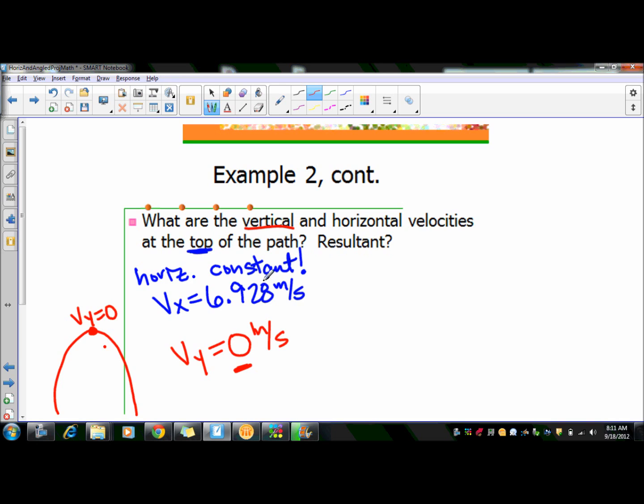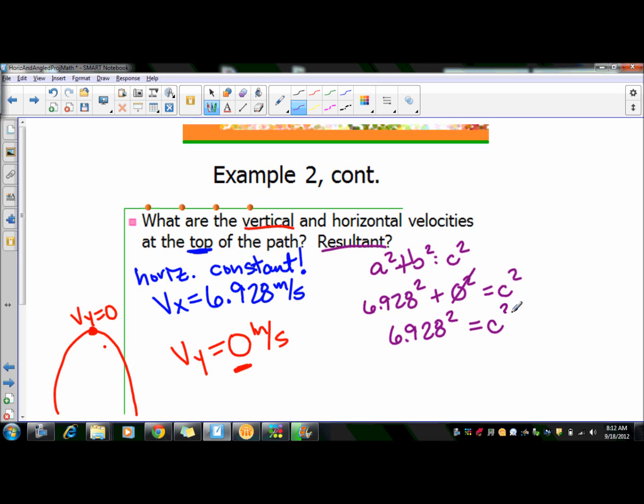Well, to prove to you that the resultant, which is the overall, is the horizontal, let's plug it into Pythagorean theorem. a squared plus b squared equals c squared. So our a squared is our horizontal, let's just say. 6.928 squared plus b squared, which is 0, equals c squared. And so 0 squared is 0, right? So this goes away. So we get 6.928 squared equals c squared.